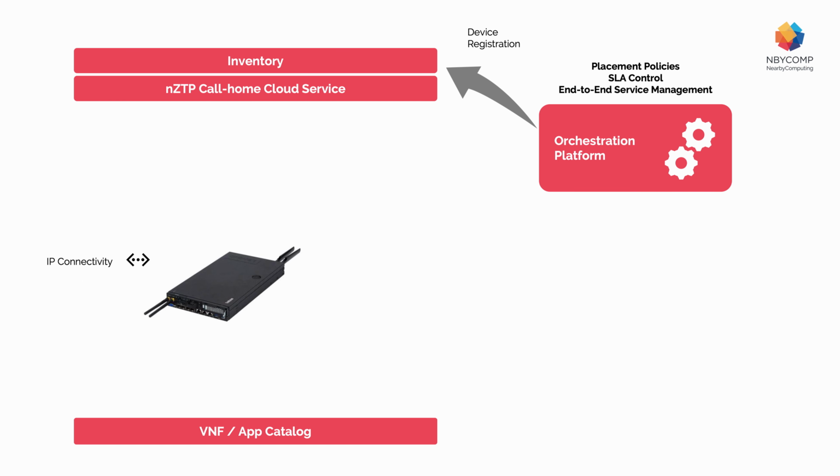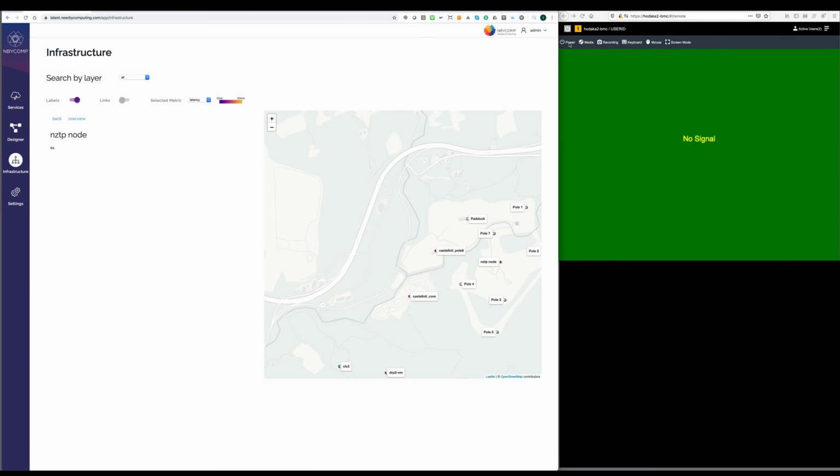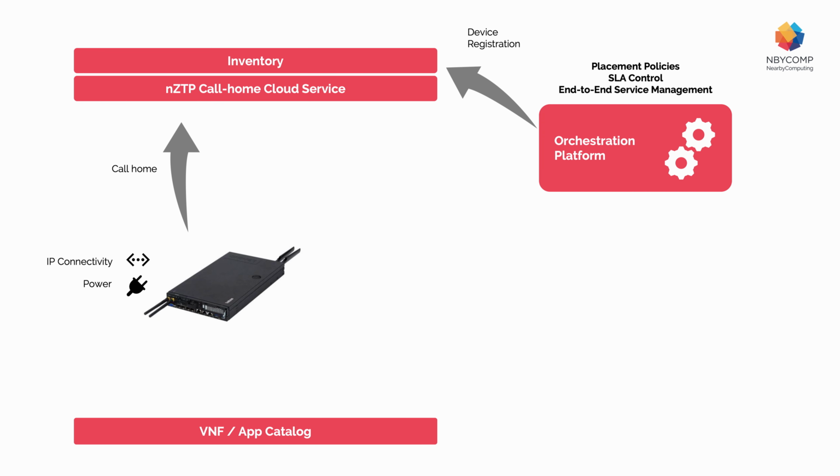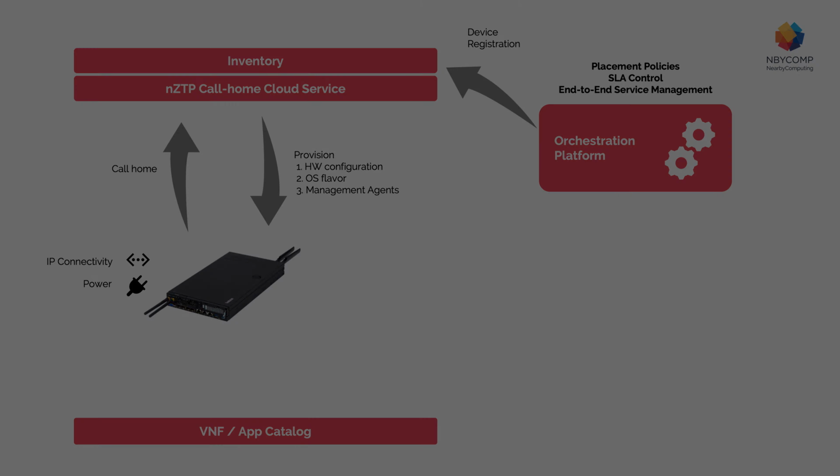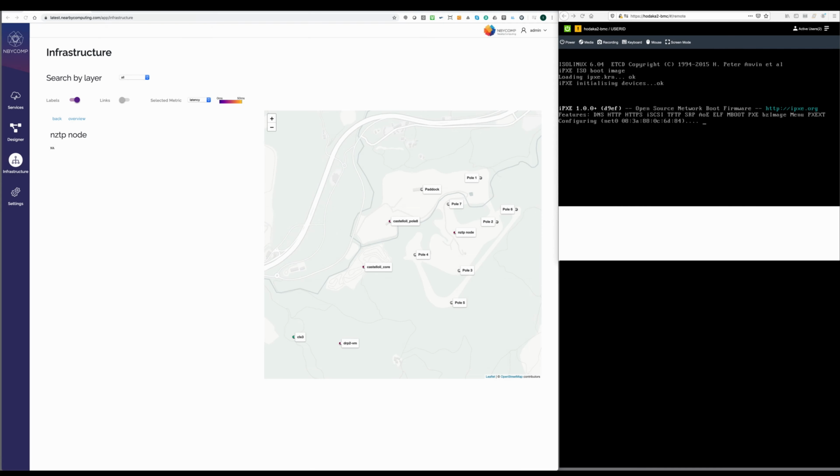The next step would be to provide over-the-top IP connectivity and power to the node. The nodes can be provided by the OEM with a pre-installed ROM image that can be used for booting the machine. That image contains all needed components to bootstrap the machine, performing the call home to the cloud service, obtaining the right hardware configuration parameters, image of the operating system, and agents from the Nearby One solution. This process is completely transparent.